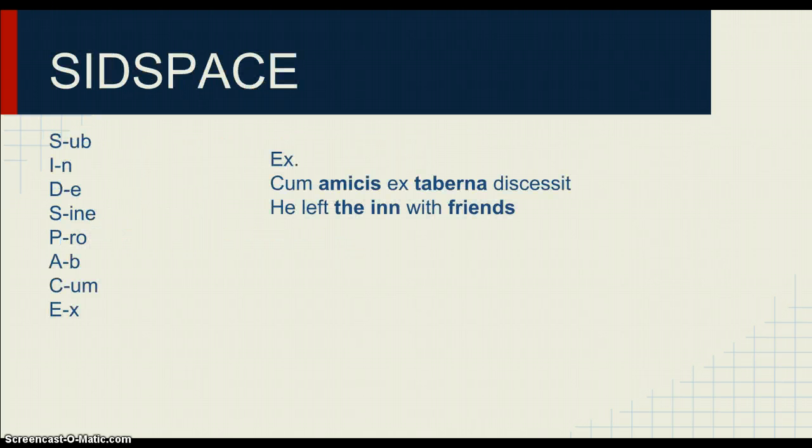The next one is "sid space": these are all the prepositions that take the ablative. With certain prepositions, the noun just takes the ablative. So "sid space" is the way you remember it. An example would be cum amicis ex taberna discessit, which would mean he left the inn with friends.